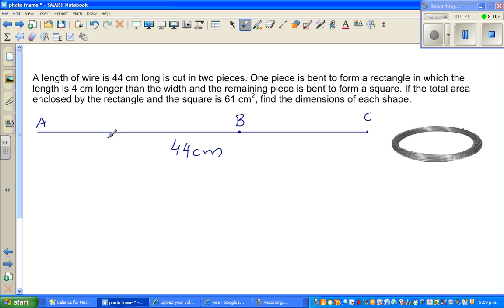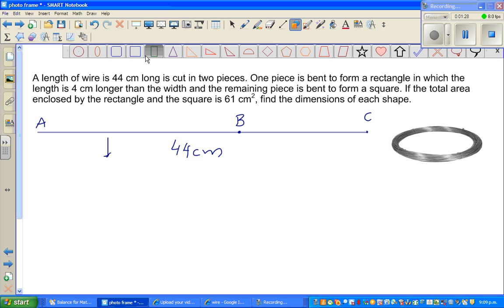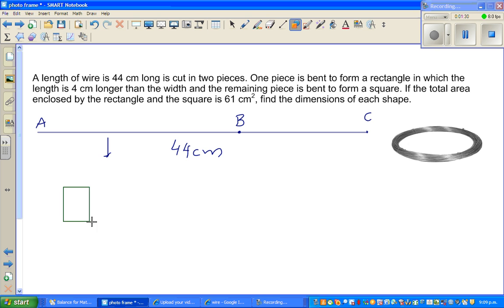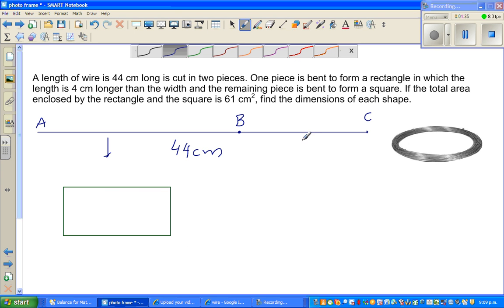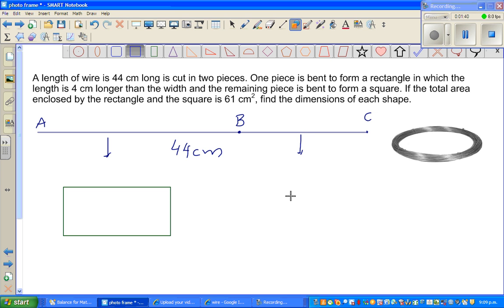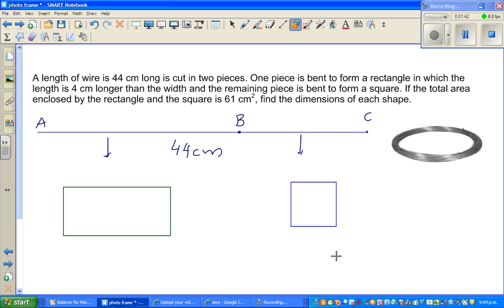Now from this, they're making a rectangle. So let me draw a rectangle. The rectangle probably may look like this, I don't know. And from this part, BC, they're making a square. So let me draw a square. Okay, that's fine. Now, what other information do we have? One piece is bent to form this. It's not drawn to scale.